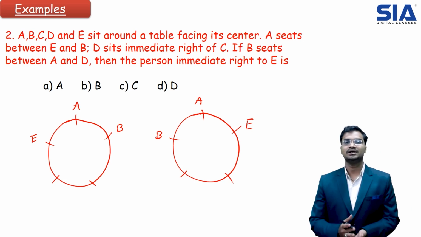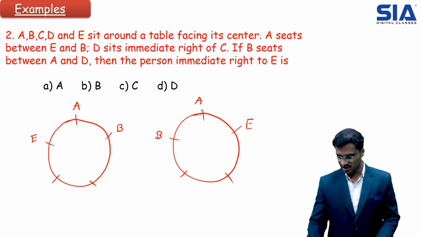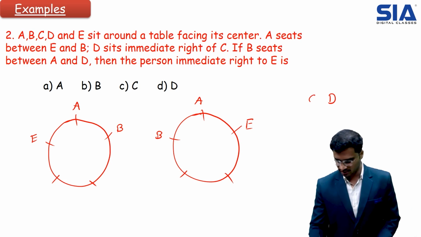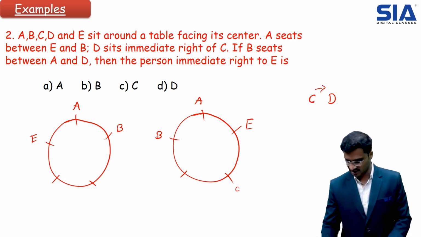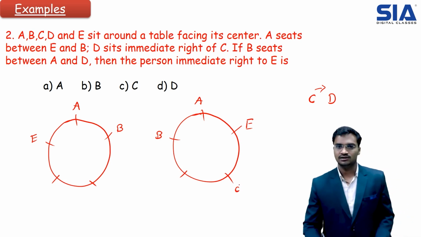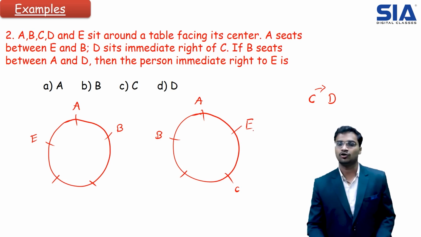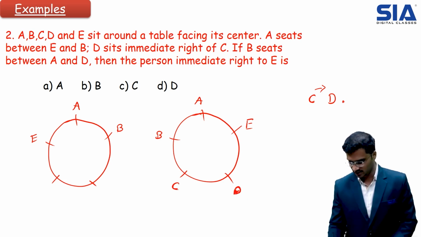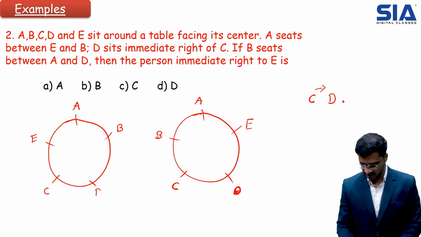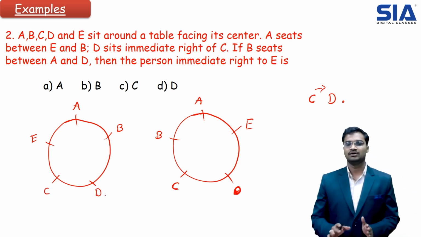Now D sits immediate right of C. So D is sitting to the immediate right of C. So if I take C here, let us assume if I take C here, but the immediate right of C is occupied by who? The immediate right of C is here occupied by E. But our condition says immediate right of C should be sat by D. So here C cannot be taken. So let us take C here. Then here D will come. Here C and then D will be here. So I have completed solving this.